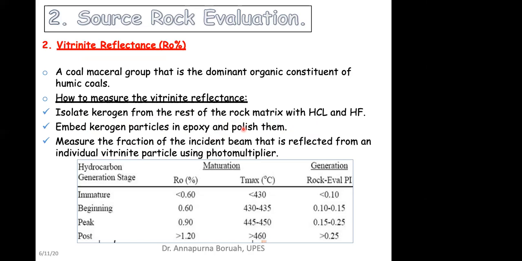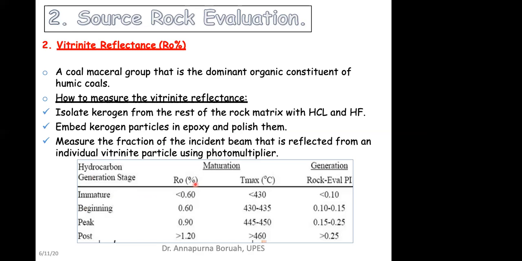As the maturity increases, the reflection property of vitrinite, which is a component of organic matter, will increase. So we'll get more reflection. Based on that, we can identify whether the organic matter is highly matured or immature, based on the reflections under UV light.